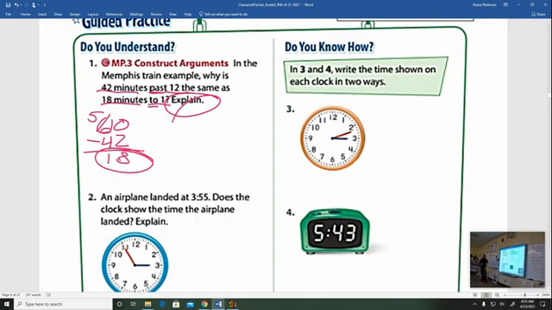You could absolutely say it that way. You can say 42 minutes past 12 is the same as 18 minutes to 1 because 42 plus 18 equals what now? That's right. Same thing as saying 60 minus 42, right? 42 plus 18 is going to be 60.